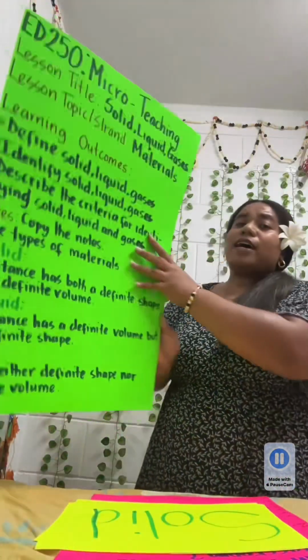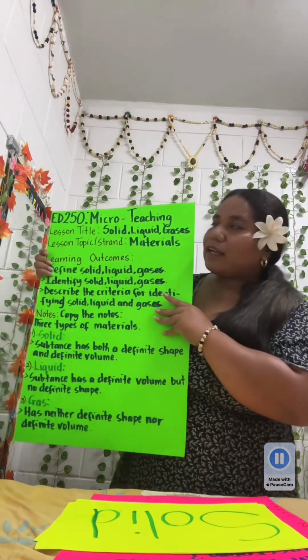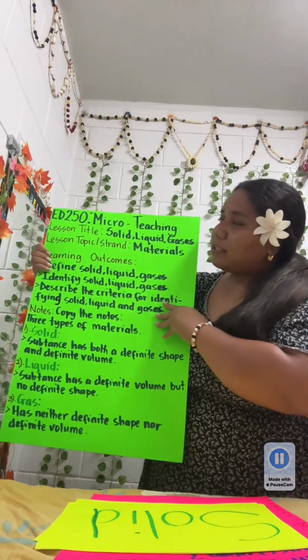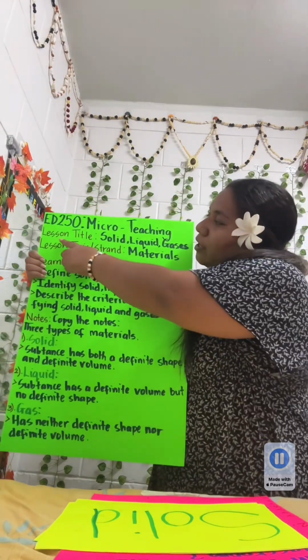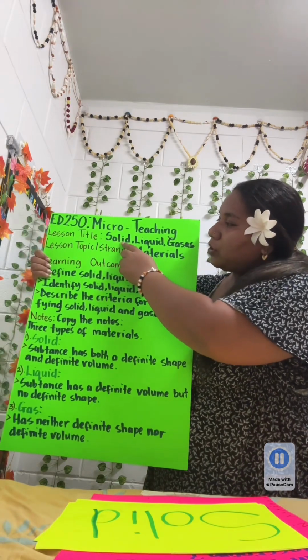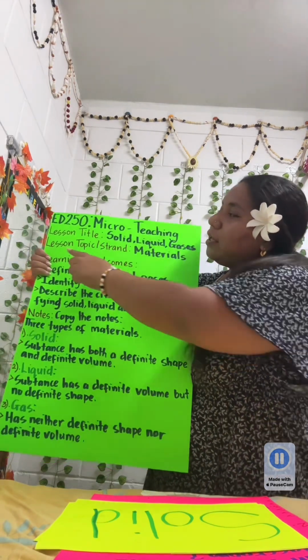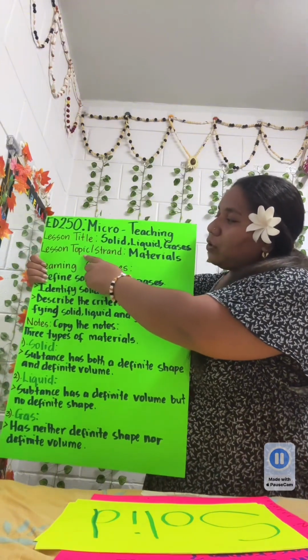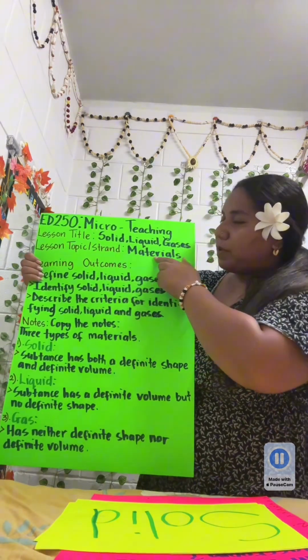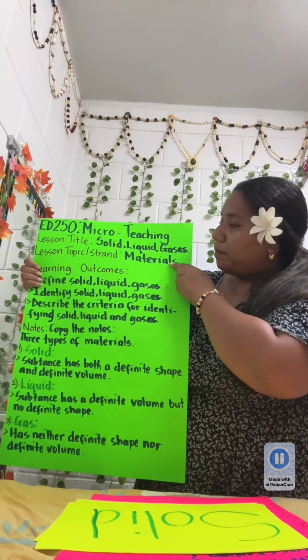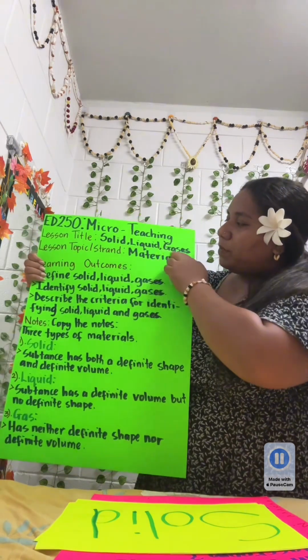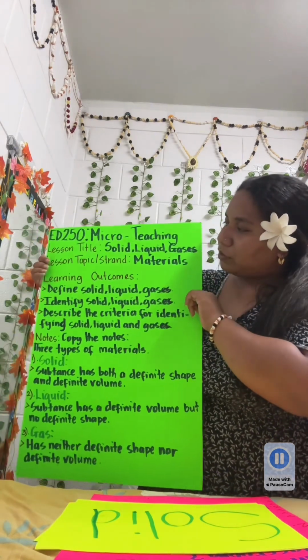Okay class, eyes on me. Our lesson title will be solid, liquid, and gas. The lesson topic or strand is materials or matter. This topic is under materials.